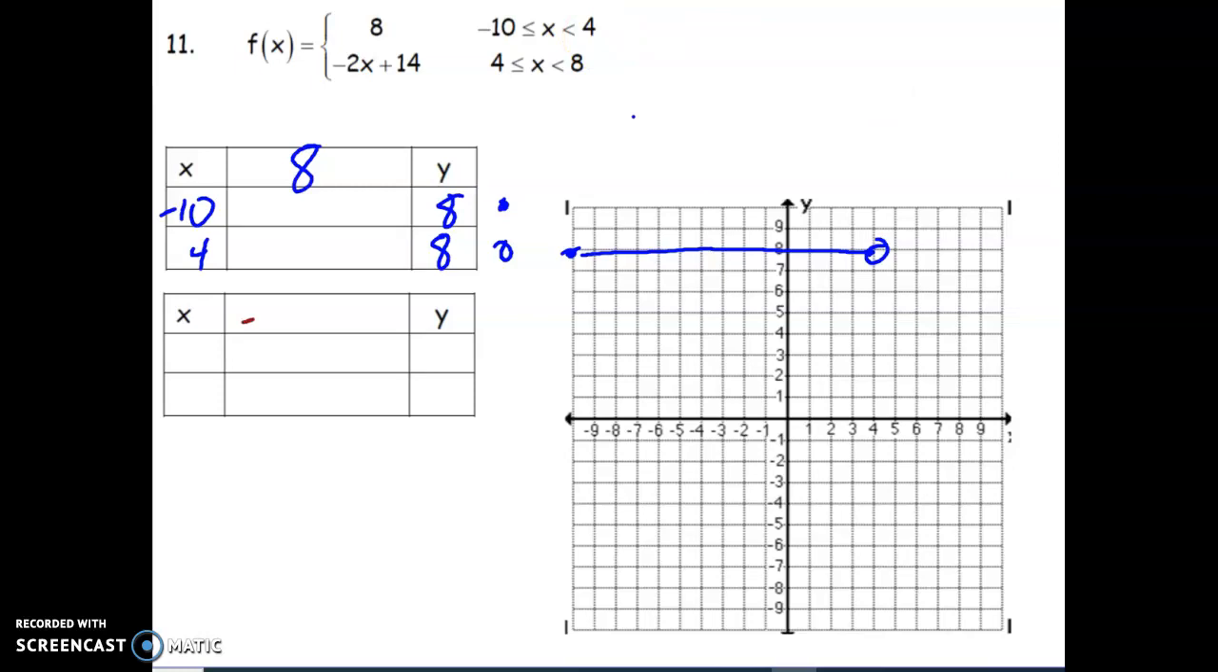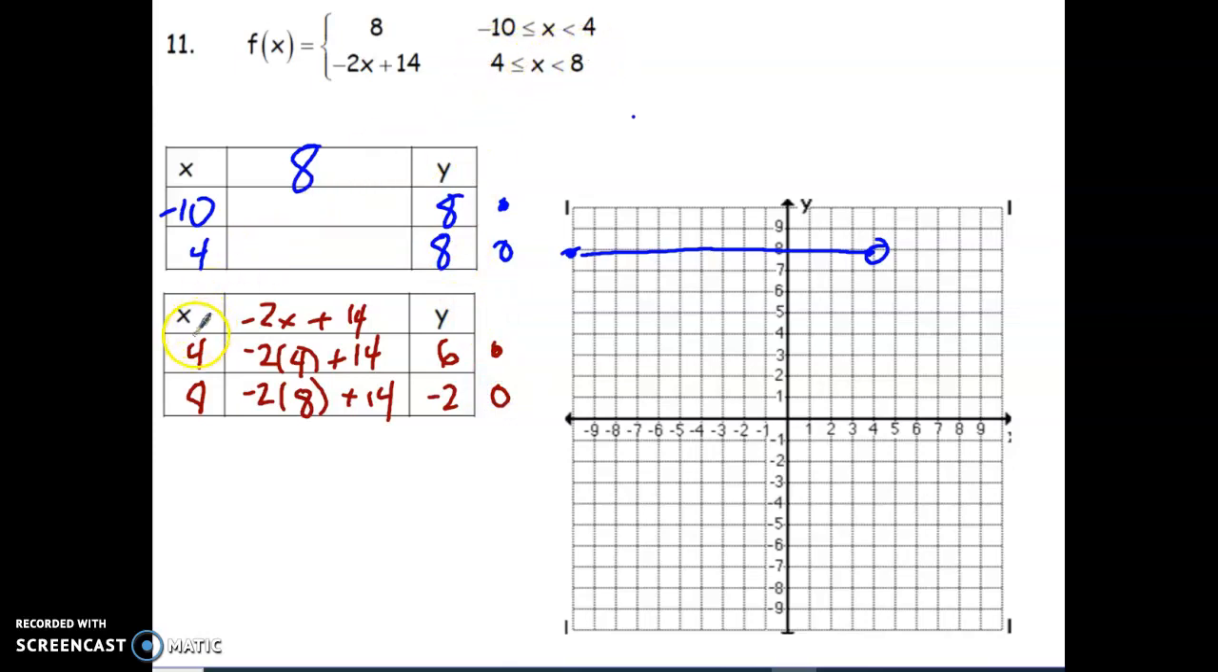Okay, let's do the bottom piece. -2x plus 14. I have a starting point and a stopping point, so I have to use those. I'm going to substitute in my 4 first. I'll end up with -8 plus 14, which is 6. And then I'll substitute in my 8. -16 plus 14 is -2. All right, I can see right here on 4, I should have a closed circle. And I can see that on 8, I should have an open circle. No arrow because I have a starting point and a stopping point.